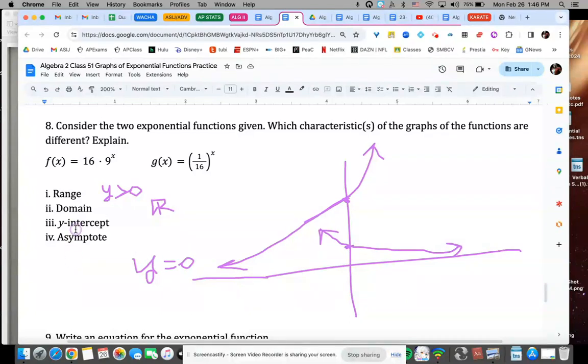Is their y-intercept the difference? Well, yeah, this one has a y-intercept of 16. This one has a y-intercept of 1, which is here. So yes, the y-intercepts are different. Is the asymptote different? No, they both have the same horizontal asymptote at y equals 0. So that's the same too. So number 3 is the only one that's different. The y-intercept's different.